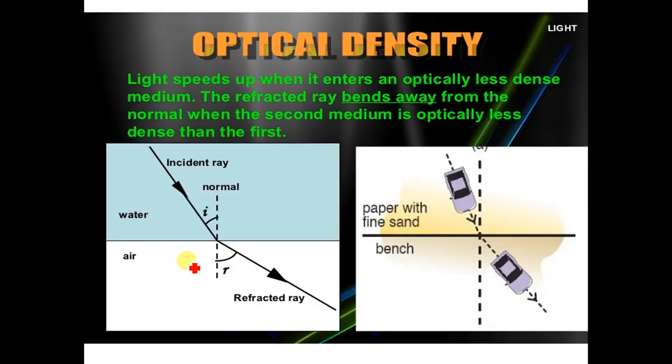But if we have the opposite, like when we are going from a material which is more dense to a material which is less dense, see, light speeds up when it enters an optically less dense material. The refracted ray, how does it bend now? See, this is the original path. How does it bend? It bends away. Okay, so I hope that it's clear.